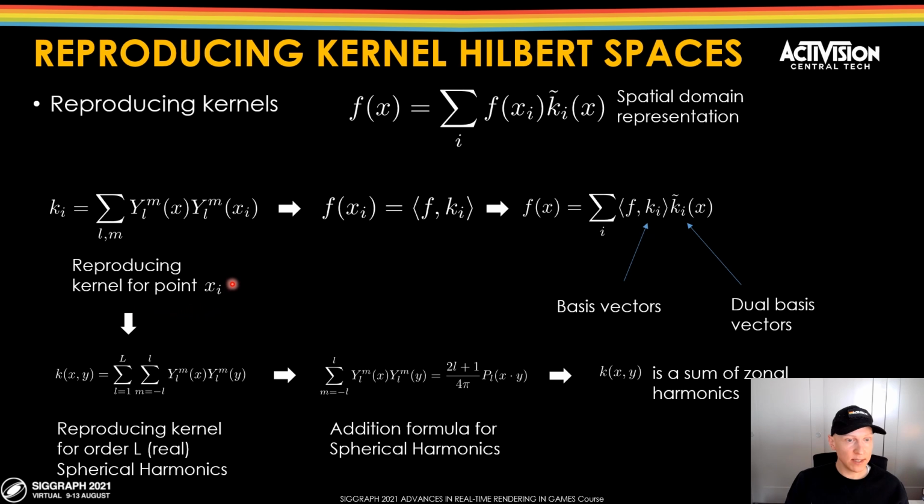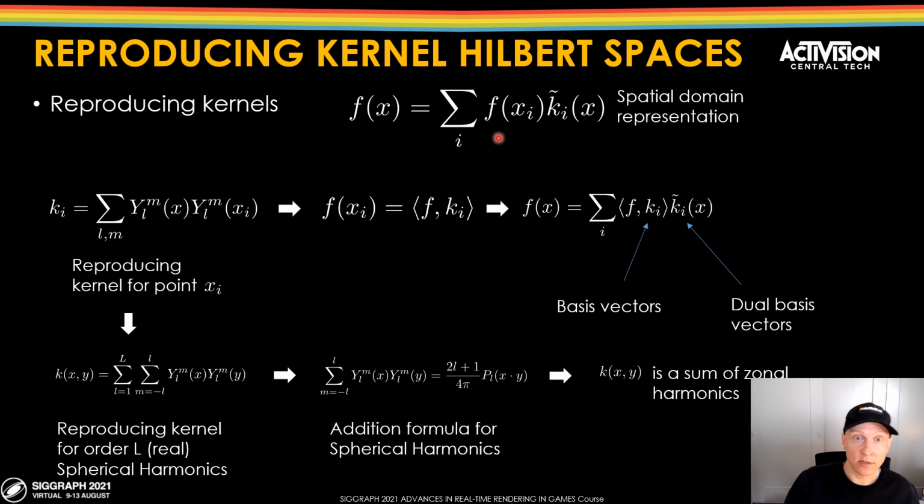Now I wanted to demystify this ki a little bit. If we write this out in a different form, instead of xi, we generalize and say it's a function of x and y, defined analogously to this expression. This is what we call a reproducing kernel for the order L spherical harmonics. If you recall the addition formula for spherical harmonics, you can immediately see that the reproducing kernel for order L spherical harmonics is simply a sum of zonal harmonic functions.